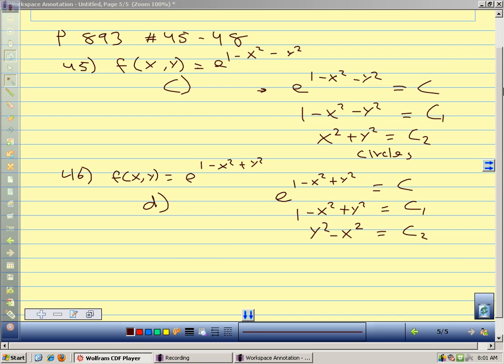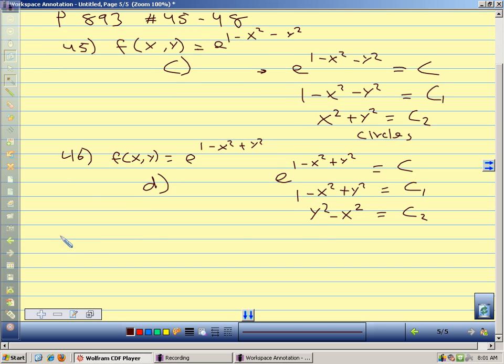All right, what about number 47? We've eliminated some possibilities here. So f of x, y is the natural log of the absolute value of x minus y squared. Kaylin says b, so parabolas.